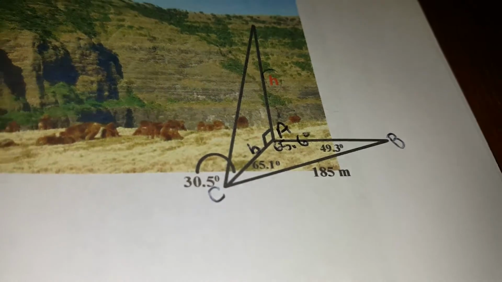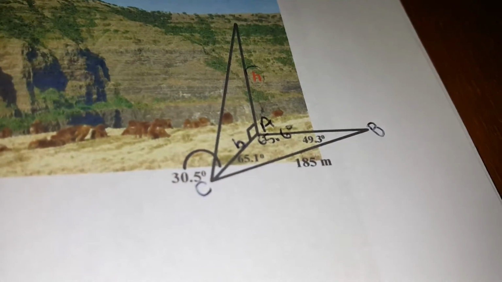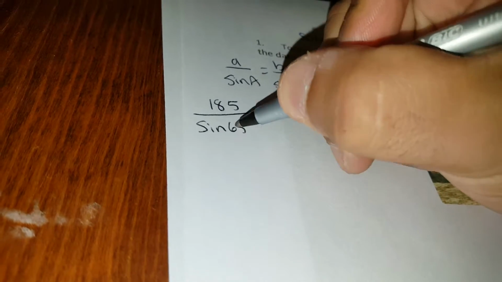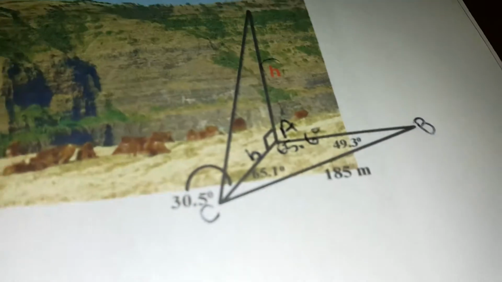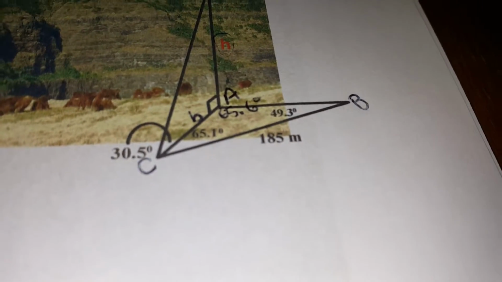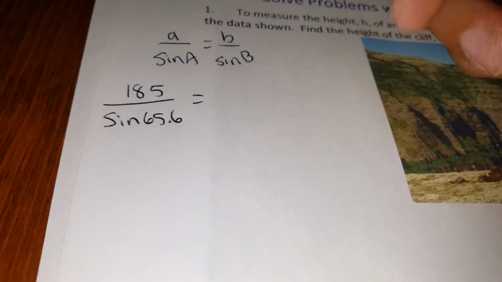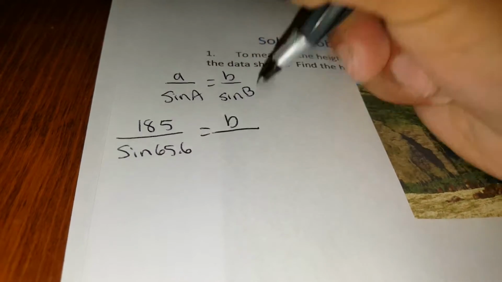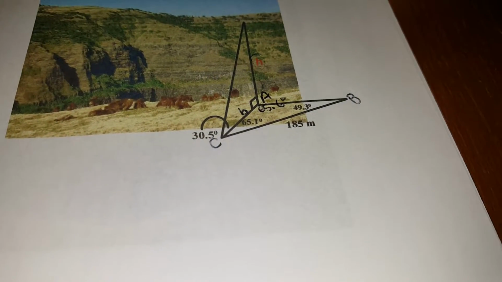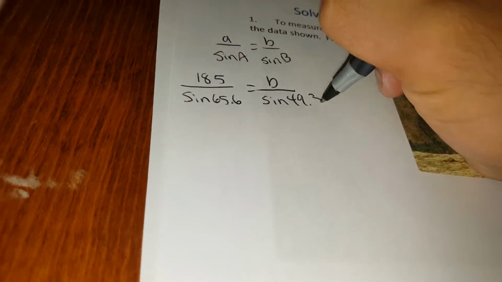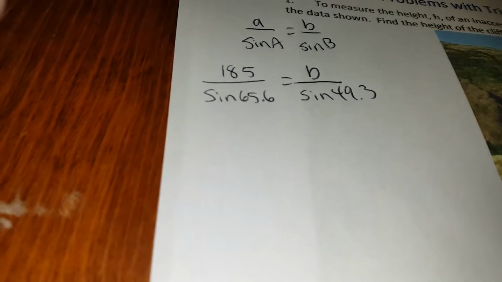So if I go back, angle A is 65.6 and side A is 185. So I'm going to say 185 divided by the sine of 65.6 is equal to side B, which is what we don't know. That's what we're trying to find. Sorry, this is hard to videotape and write at the same time. So side B, which is what we're trying to find, over the angle, which would be 49.3. So the sine of 49.3. So we're going to solve for B.